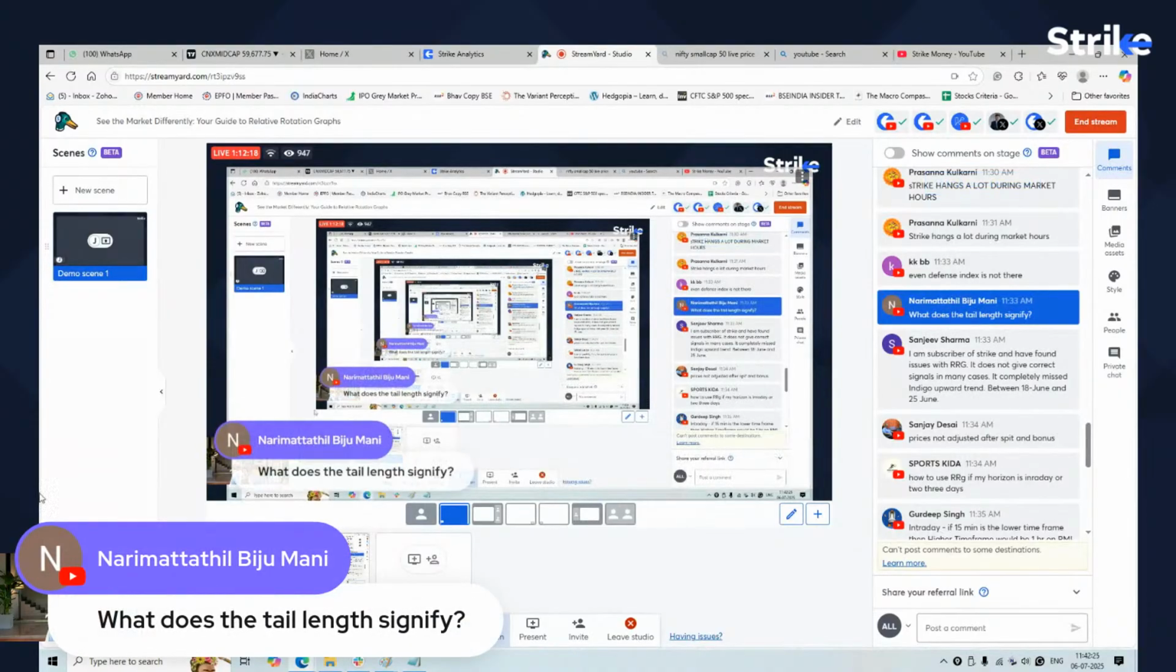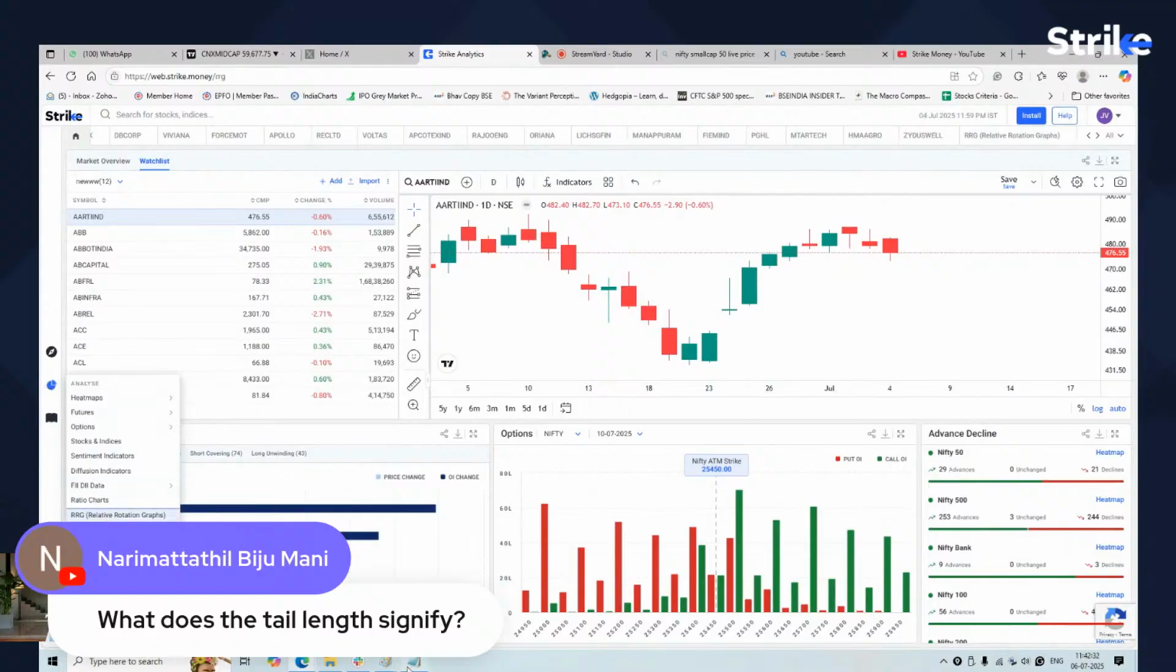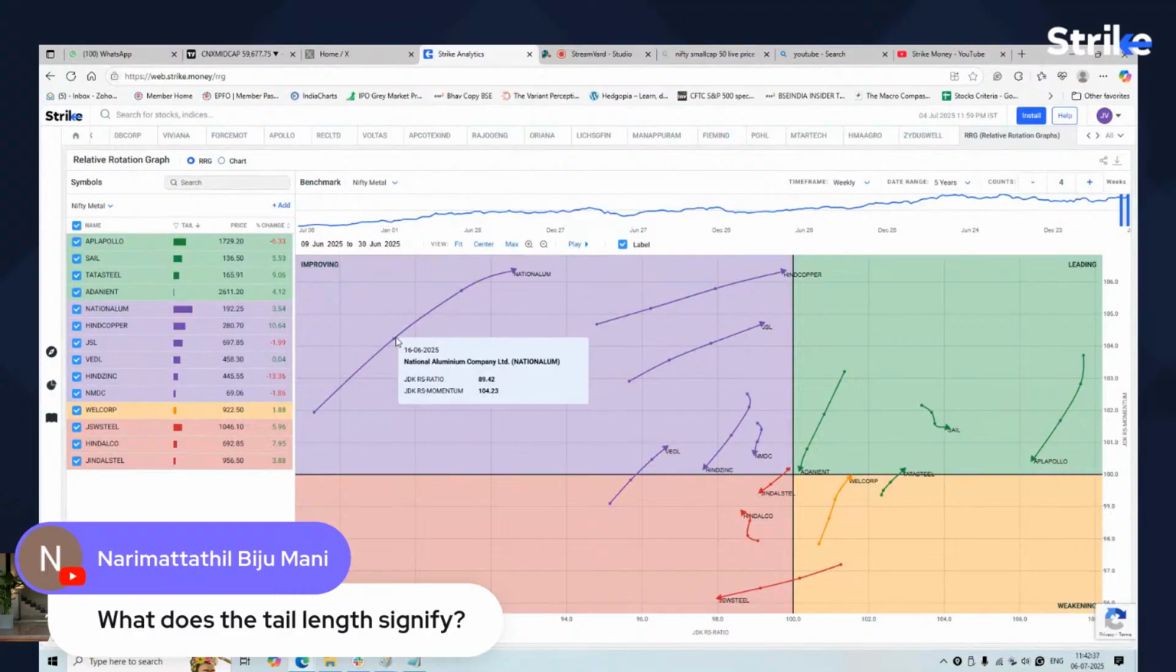What does the tail length signify? The tail basically tells you how strong the move is. If there is a big gap between the tails, it tells you that the move is very strong. For example, in Nalco, the RS ratio was 89 and now it is 91. That is a significant jump, and that's why you're seeing a big gap between the two dots and the tail is big. Whenever the tail is big and it is rising higher, it means the RS and the momentum is very, very strong.